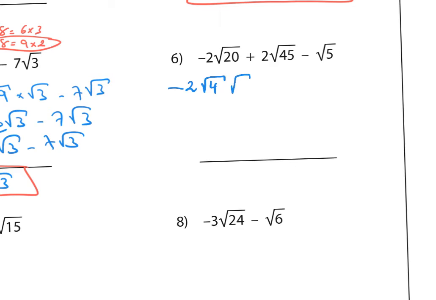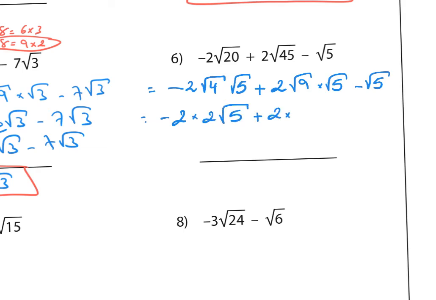So negative 2 times square root of 4 times square root of 5, plus, again, for 45, we need to find a perfect square. We're not going to choose 15 times 3, but we're going to choose 9 times 5 instead, because 9 is a perfect square. So we're going to have square root of 9 times square root of 5 minus square root of 5. So here we have negative 2 times 2 times square root of 5 plus 2 times 3 square root of 5 minus square root of 5.